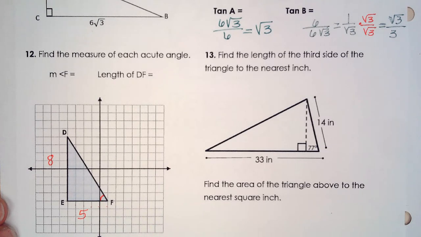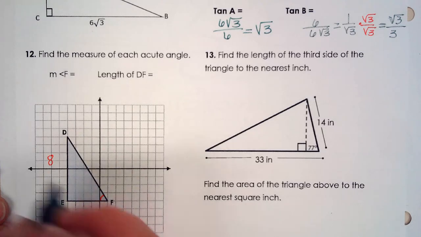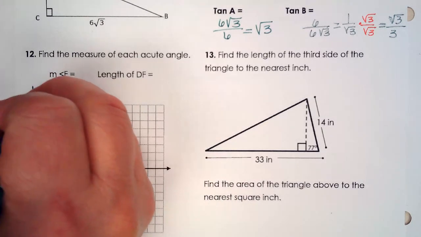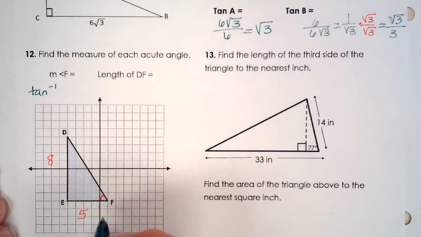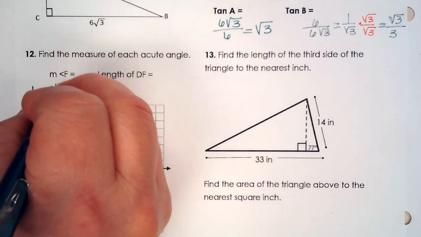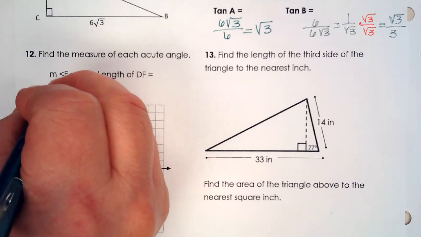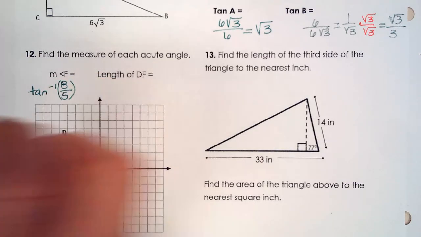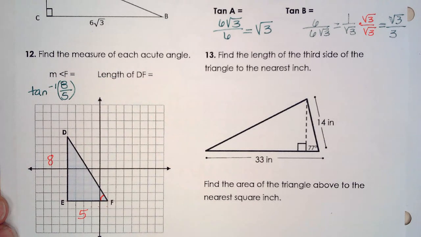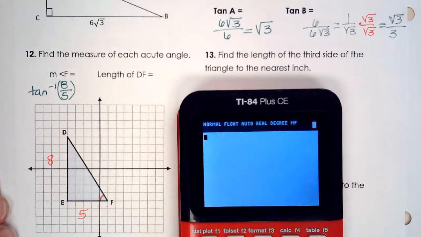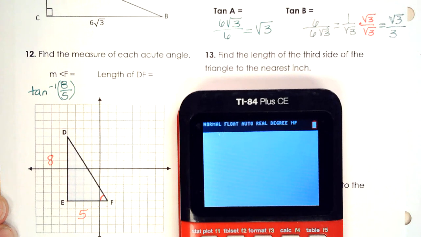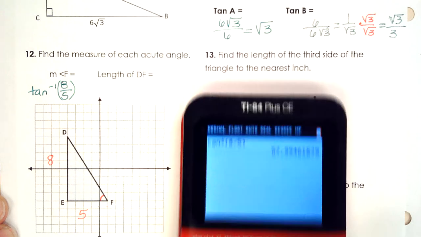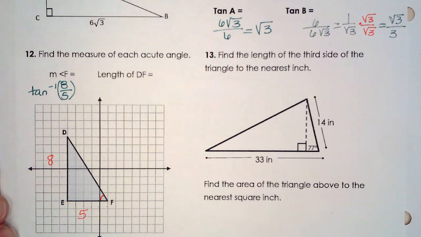So I'm looking at the tangent. So it will become the tangent inverse. My tangent is 8 over 5. Second tangent, 8 divided by 5, and I end up with 57.99, so it's about 60 degrees.